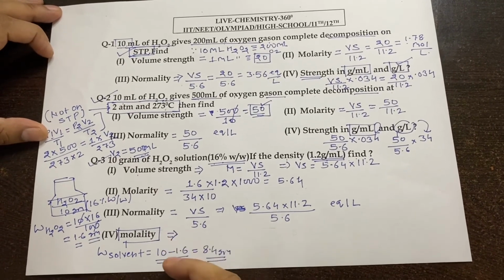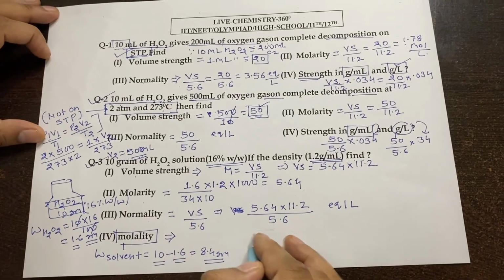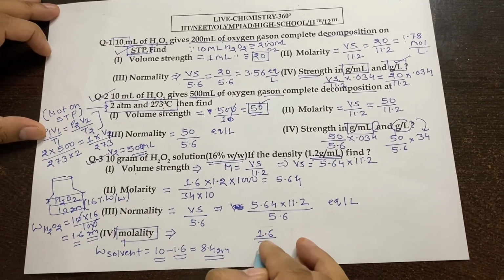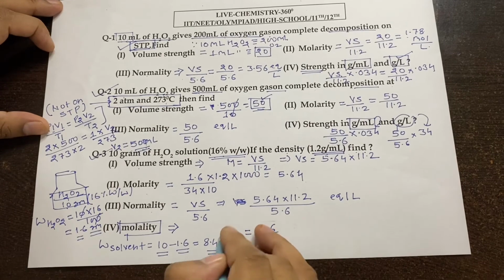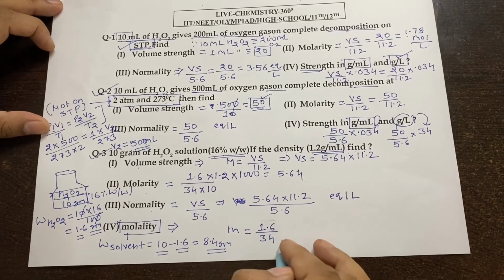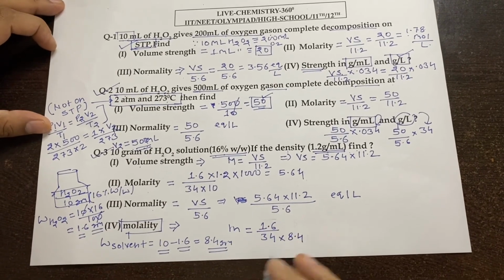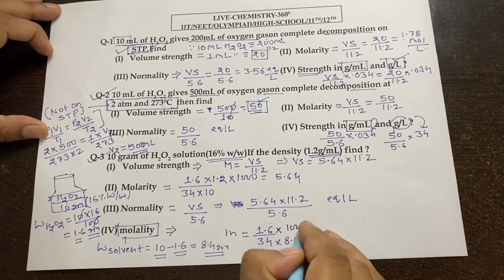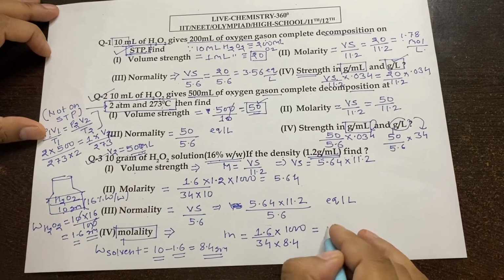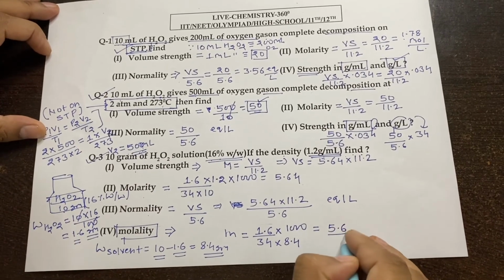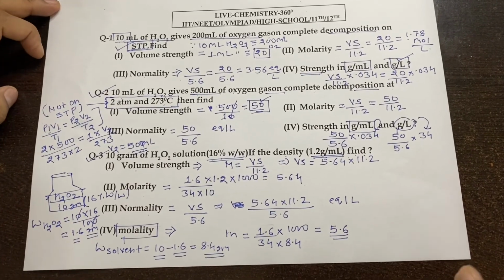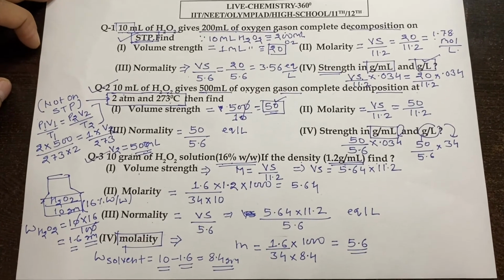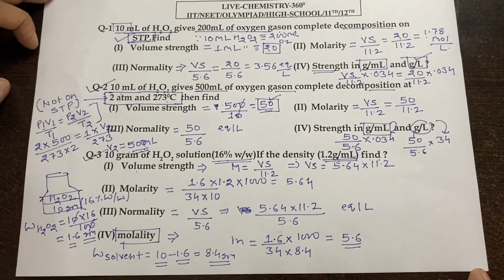So now how can we calculate the molality? Molality will be moles of solute, which will be 1.6 divided by 34. This is the moles of solute present in 1 kg of solvent, so for 8.4 gram we can calculate it to be equal to 5.6. So this is the way by which we can relate the volume strength of H2O2 with the other concentration terms.